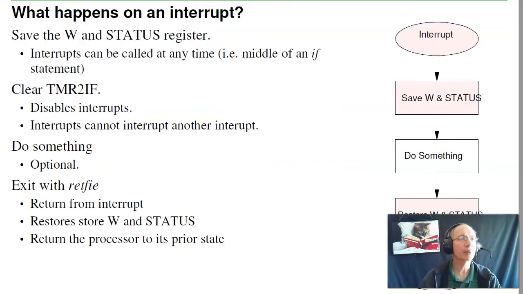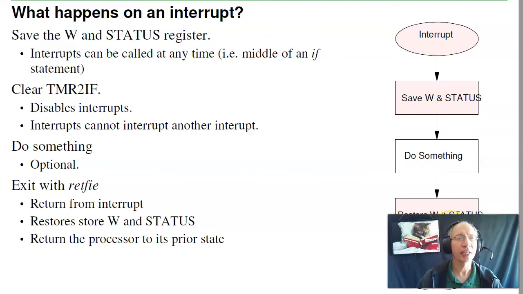Then what happens on an interrupt? When an interrupt happens, I have to save the W and status registers. Again, the interrupt can happen at any time in the program. It could happen right in the middle of an if statement. So what I need is for the if statement to execute the same regardless of whether or not the interrupt happened. So I've got to save the W and status registers.